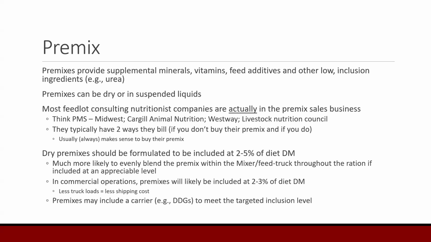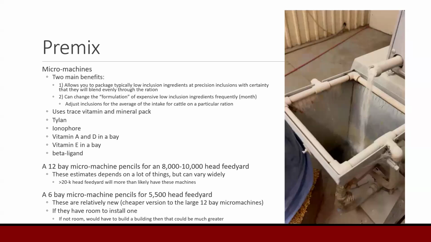Ish. Okay. All right. Now, other than dry premixes or even suspended premixes, there's another way that I would say is relatively new, and they're called micro machines. These micro machines will have 6 bays where you can have different additives, and 6 bays or 12 where you have up to 12 different ingredients in a bay.